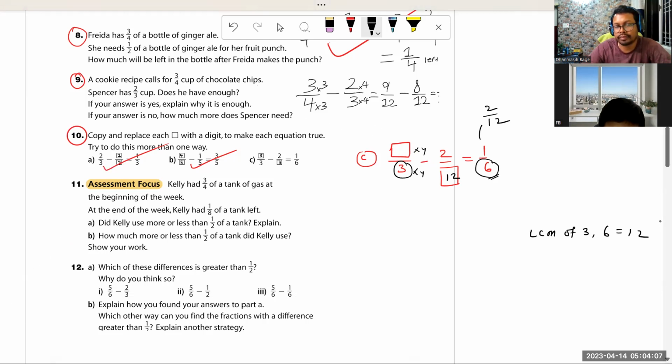So what should be the answer here? That's 12. 2/12. This one is a bit hard. Just see this. You have been given this right here, and you don't know what to place over here. This minus sign. Just see this.